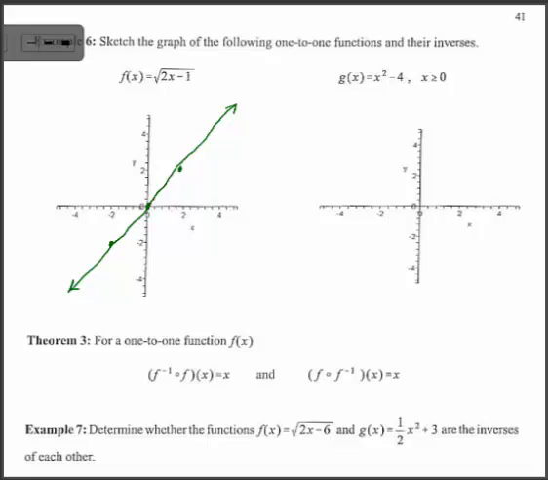Okay, I will draw the square root of 2x minus 1 in black. Okay, let's see, where does this function start? Okay, let's figure out the domain real quick. 2x minus 1 should be greater than or equal to 0, so I add 1. Oh, not 0.